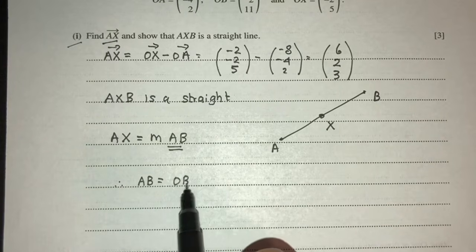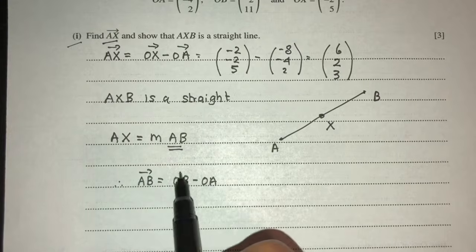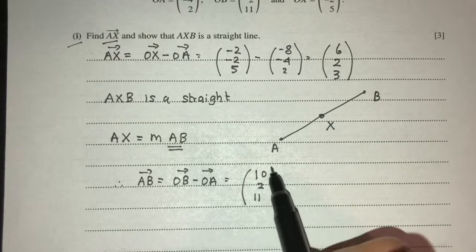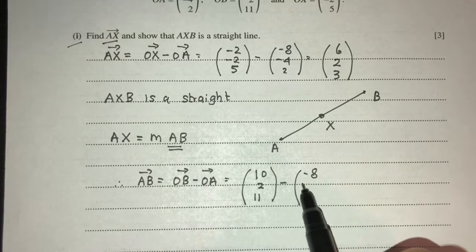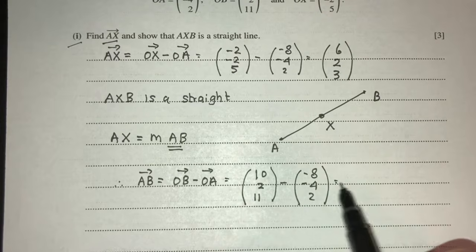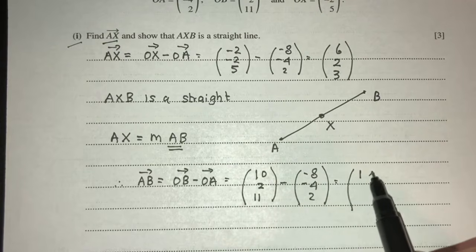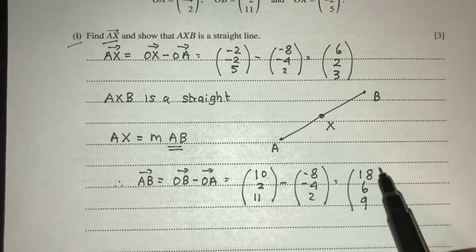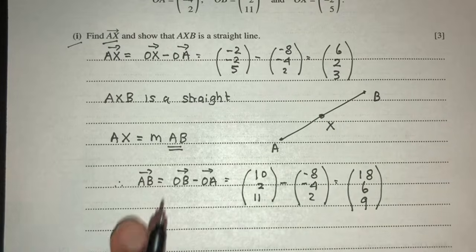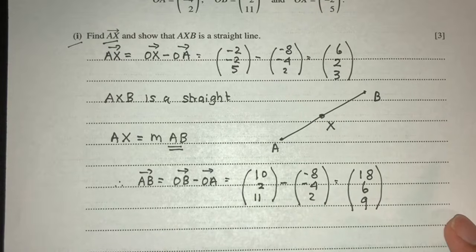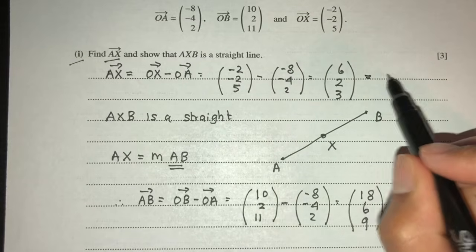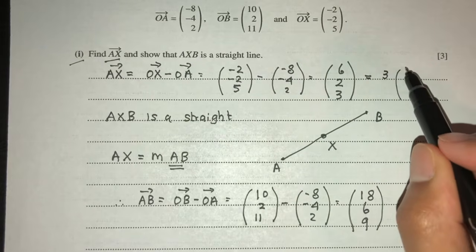AB will be OB minus OA. So OB has been given to us by 10, 2, 11, minus OA, minus 8, minus 4, 2. That will be 10 minus minus 8, that will be 18. 2 minus minus 4, that will be 6, and that will be 9. Now, we have those two values, we have to show that they are multiples of each other. So, how can we show this? If you look at this, we can take out the value of 3.